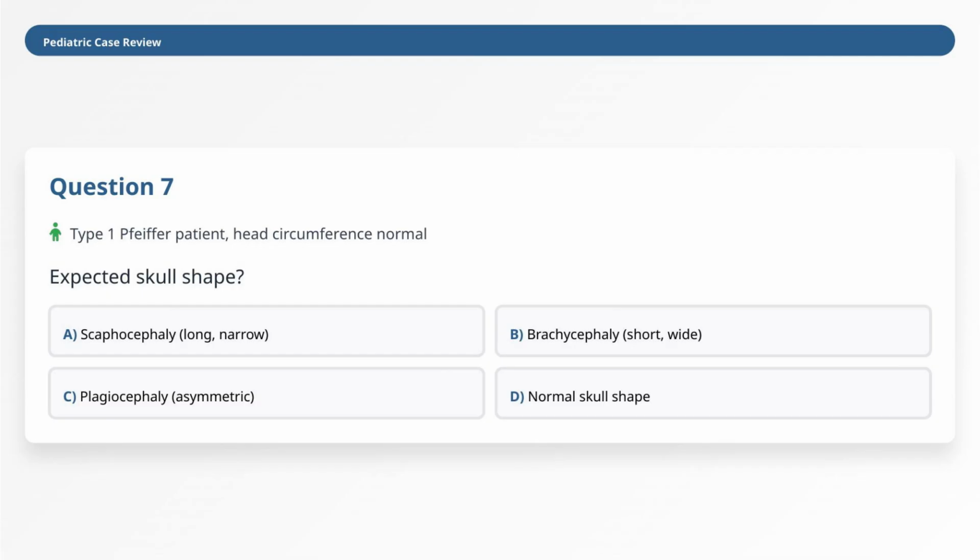Question 7. A patient with type 1 Pfeiffer syndrome undergoes cranial examination. Head circumference measures within normal range, but the skull shape appears abnormal. What skull shape would you expect? Option A, scaphocephaly, which is long and narrow. Option B, brachycephaly, which is short and wide. Option C, plagiocephaly, which is asymmetric. Option D, normal skull shape.